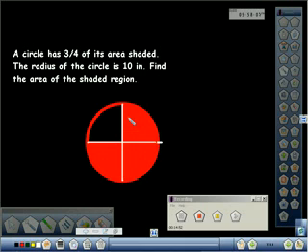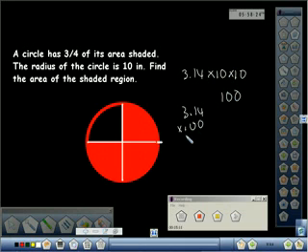Okay, so first of all, let's find the area of the whole thing. We know that the radius is 10 inches. So we're going to go 3.14 times 10 times 10. 10 times 10 is 100. So we got to go 3.14 times 100. That's just going to give us 314. Okay? So our answer is going to be 314 for the whole thing. But we don't want the whole thing. We just want 3 sections out of 4. So let's divide 314 by 4, figure out how much is in each section.